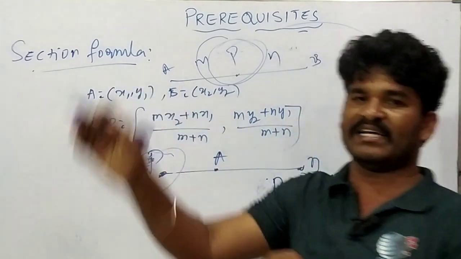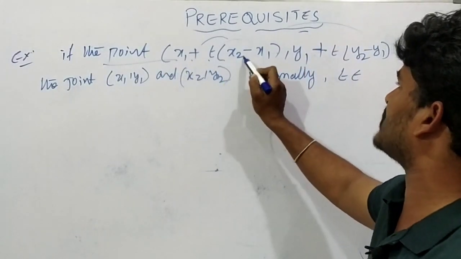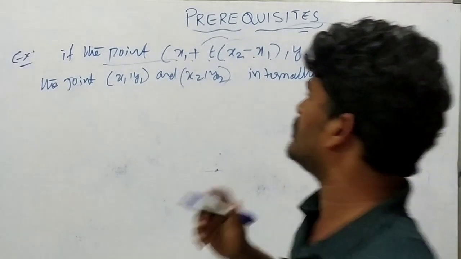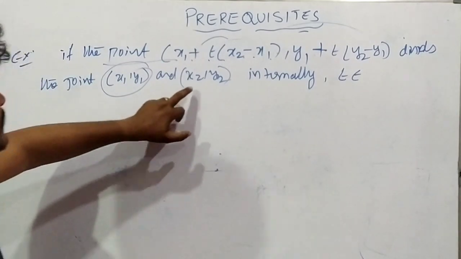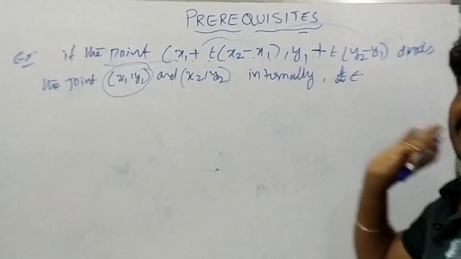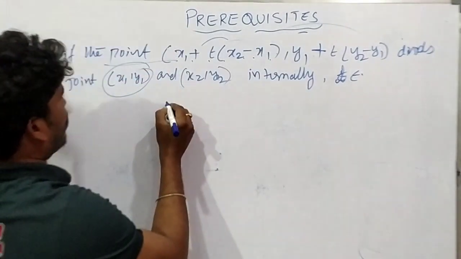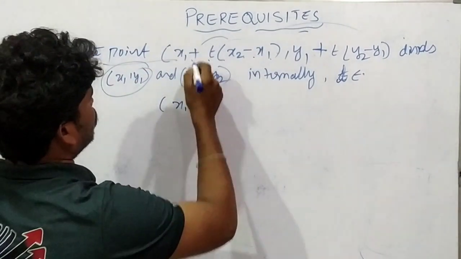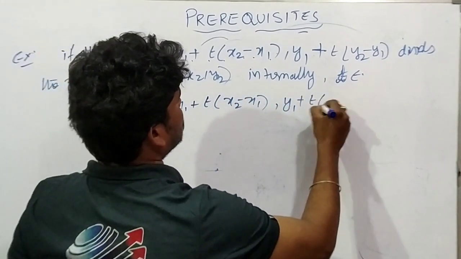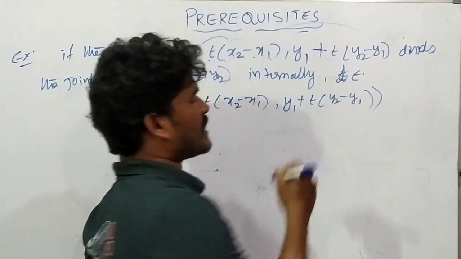Next we will discuss 3D geometry. So in 2D geometry, the section formula example: if the point (x1 + t(x2 - x1), y1 + t(y2 - y1)) divides the points (x1, y1) and (x2, y2) internally, t belongs to a given range. How are we going to find this out? Listen, the given point is (x1 + t(x2 - x1), y1 + t(y2 - y1)). So this is the point.